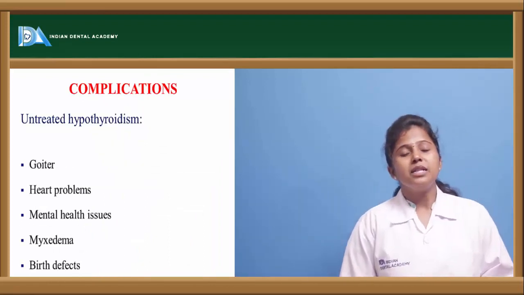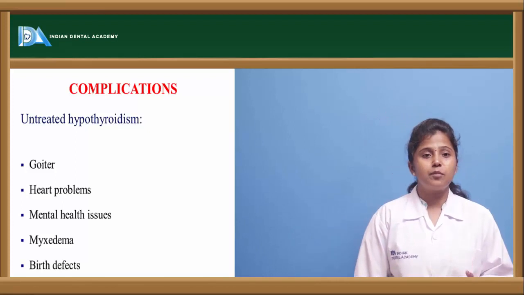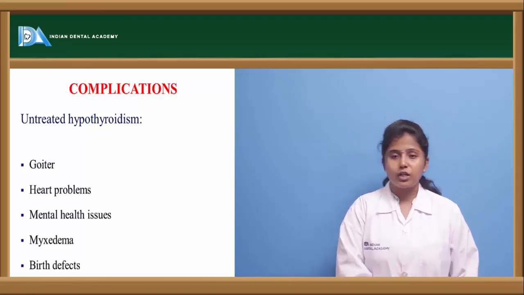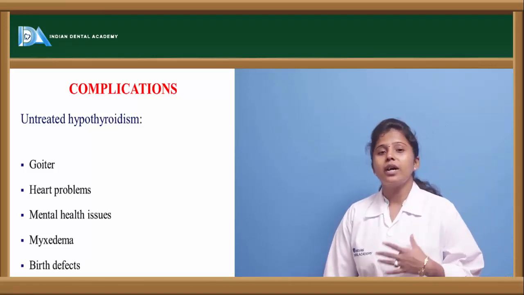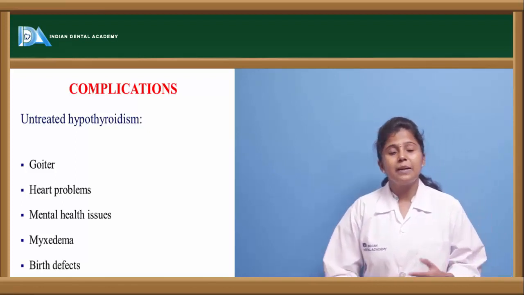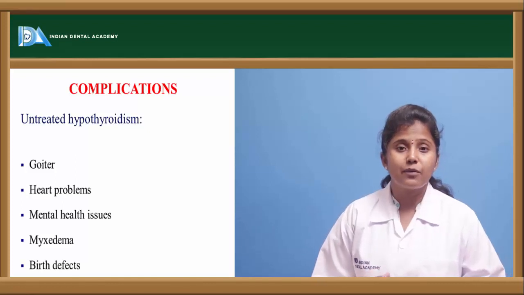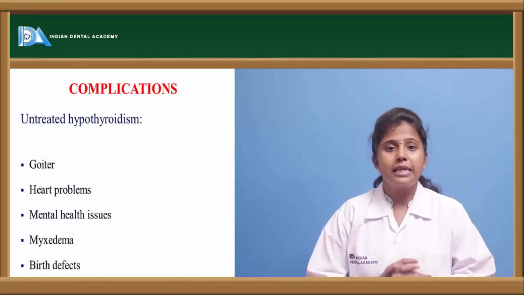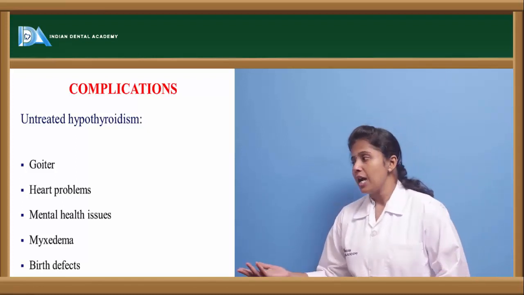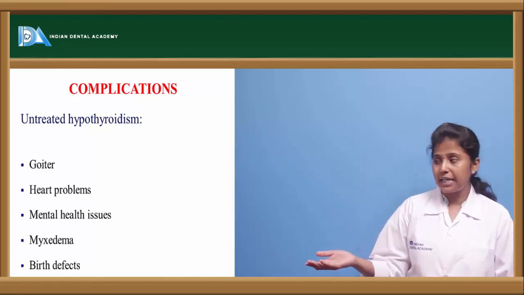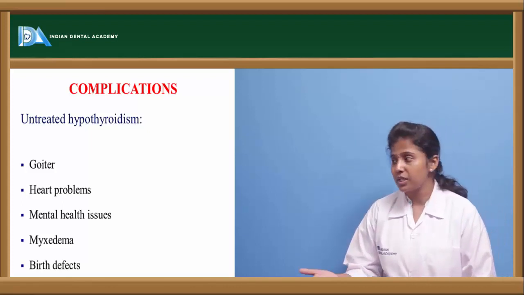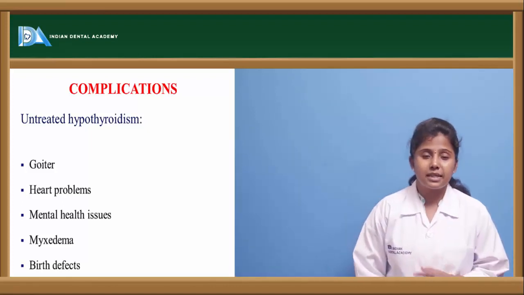So, what happens if this condition is untreated? If hypothyroidism is not treated and this condition persists for a longer period of time, it leads to a condition called goiter. Goiter is a condition where there will be abnormal enlargement of the thyroid gland, and thereby impaired functioning of the thyroid. Thereby, thyroid hormone secretion can be stopped or lowered, and it leads to heart problems. There will be severe cardiac effects, and it causes mental health issues. It causes disturbances in the central nervous system, myxedema, and there will be birth defects also.